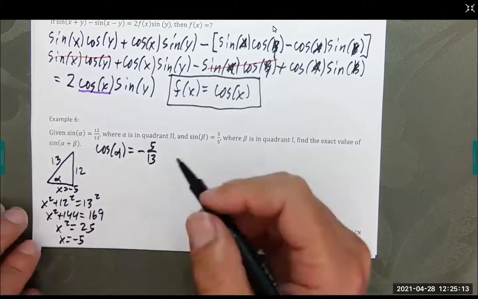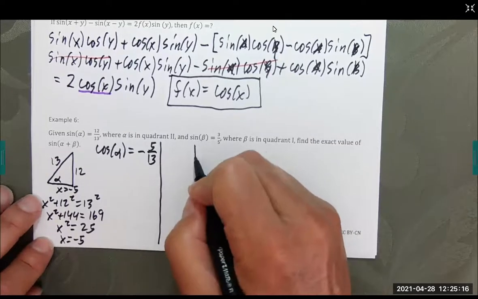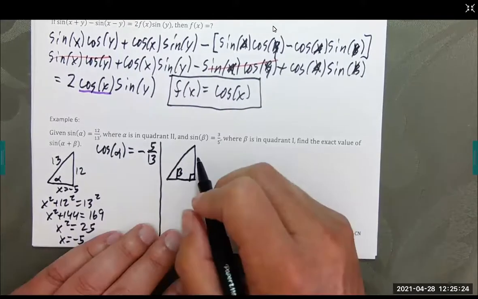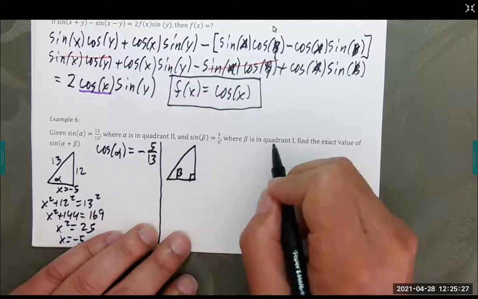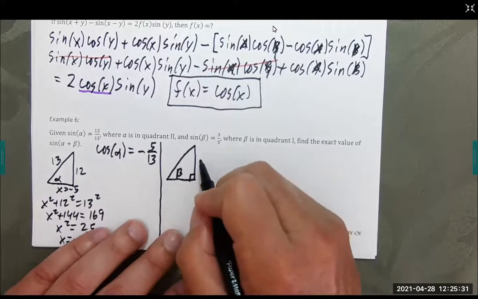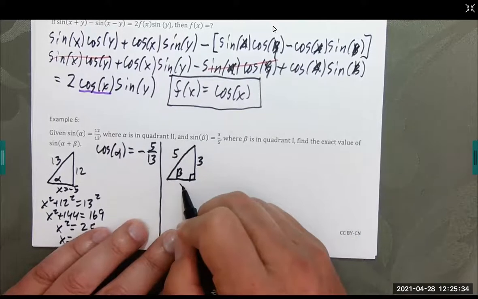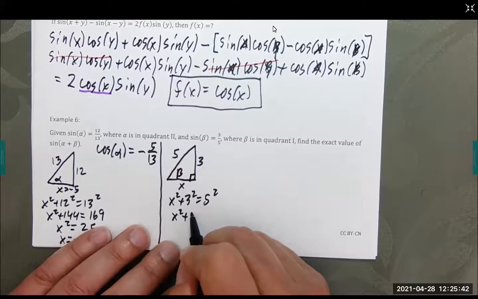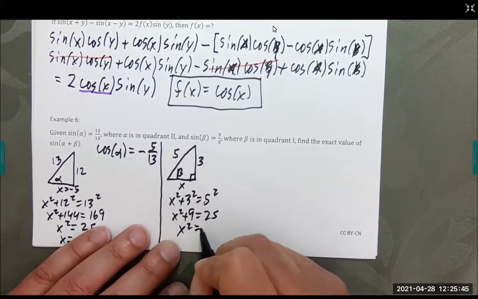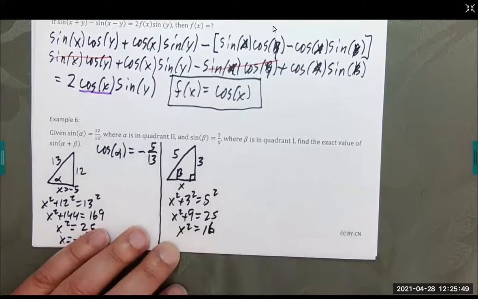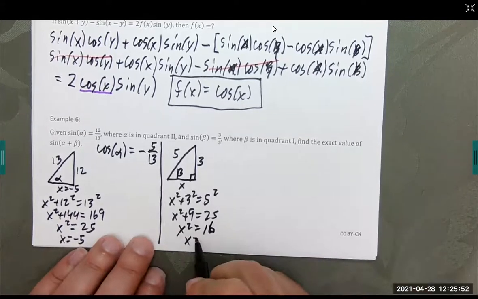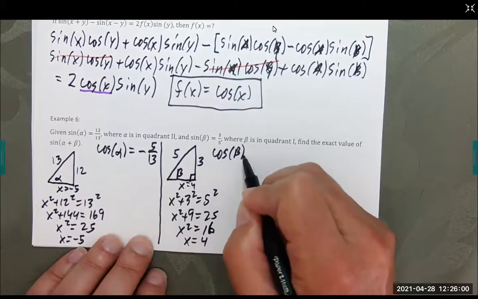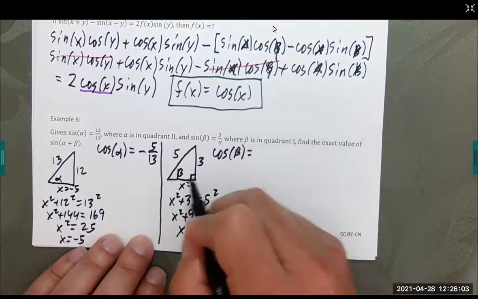We'll do something similar. Beta. Sine is the opposite. Beta is in quadrant 1, so both sine and cosine are positive in quadrant 1. So that's going to be 3, that's going to be 5. That's going to be x again, so x squared plus 3 squared equals 5 squared. Now, again, we can do the plus or minus, but because we're in quadrant 1, x in this case is going to be a +4, which means the cosine of beta is 4 over 5, adjacent over the hypotenuse.